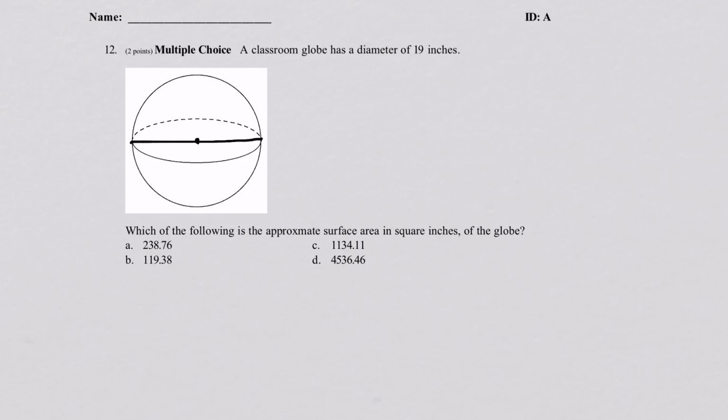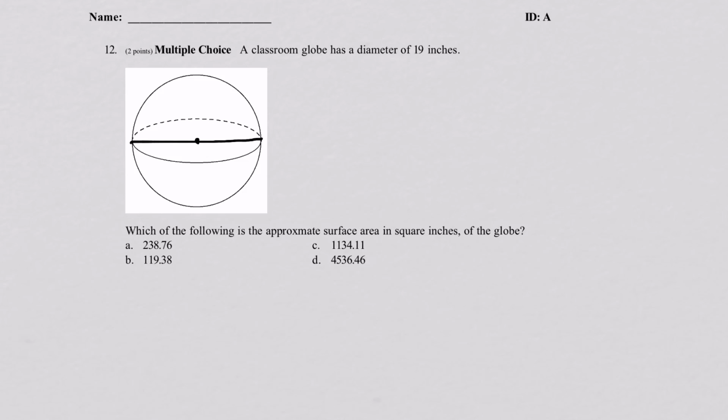Okay, now let's look at number 12. Multiple choice. A classroom globe has a diameter of 19 inches. Which of the following is the approximate surface area in square inches of the globe? Expect at least 1 surface area problem. So go back and review those formulas once again, okay? Because you need to expect at least 1 surface area problem.